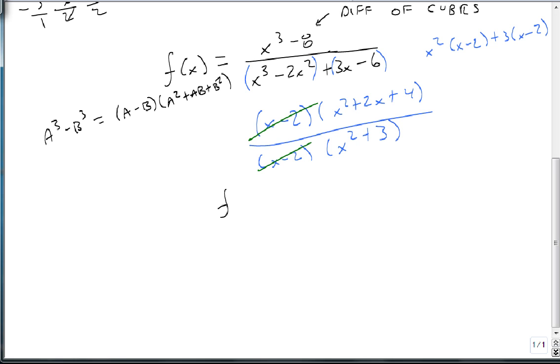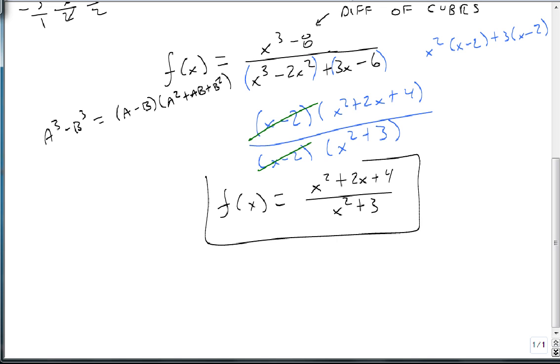And so our simplified function is f of x equals x squared plus 2x plus 4 over x squared plus 3. Since our remaining polynomials are prime, they don't factor any farther, we leave this as our answer.